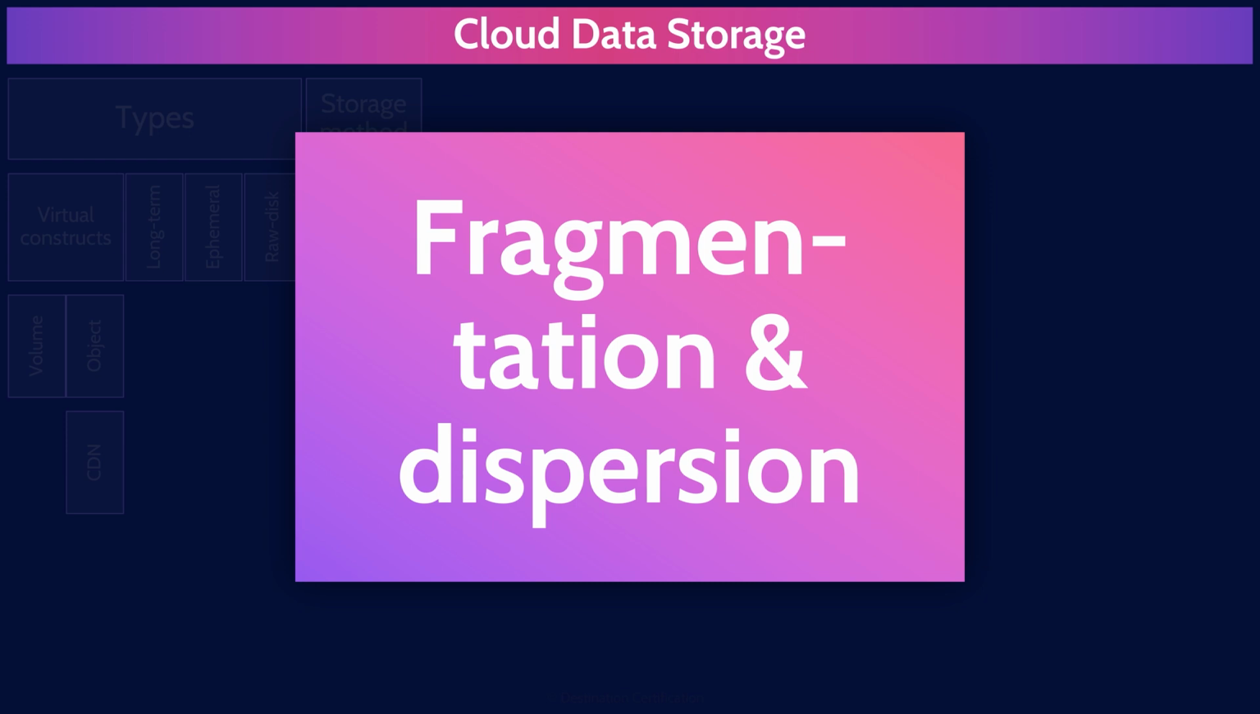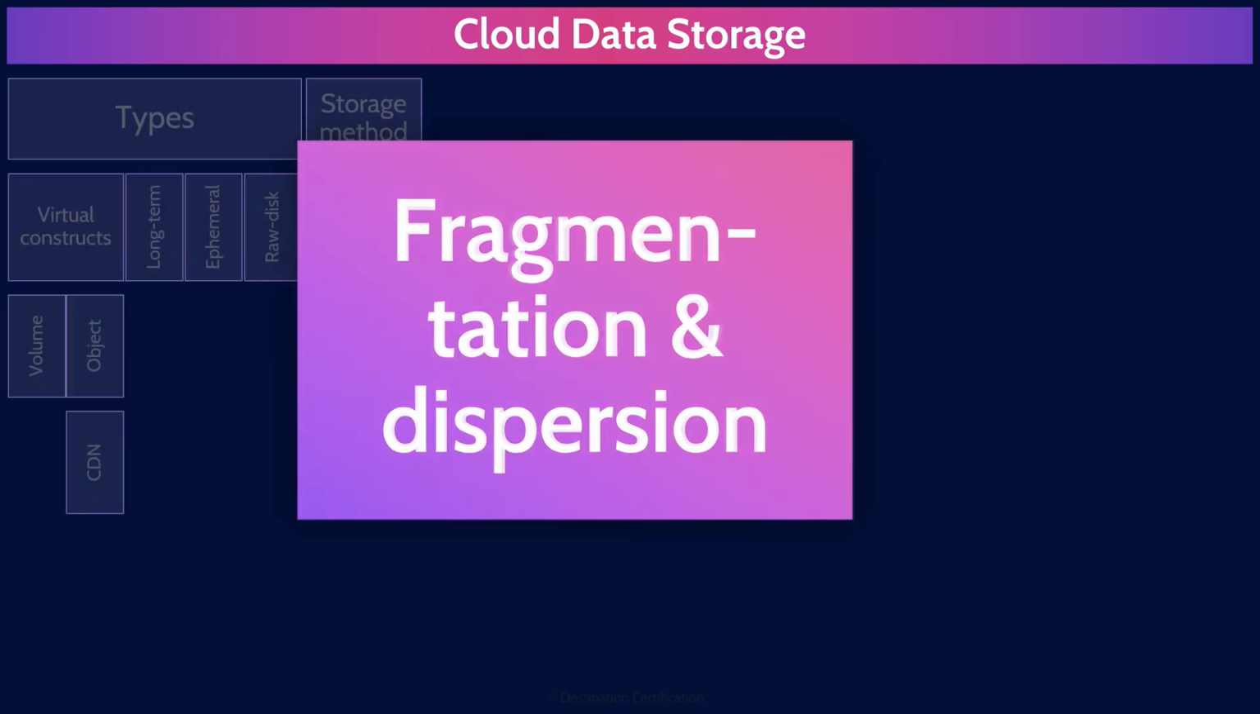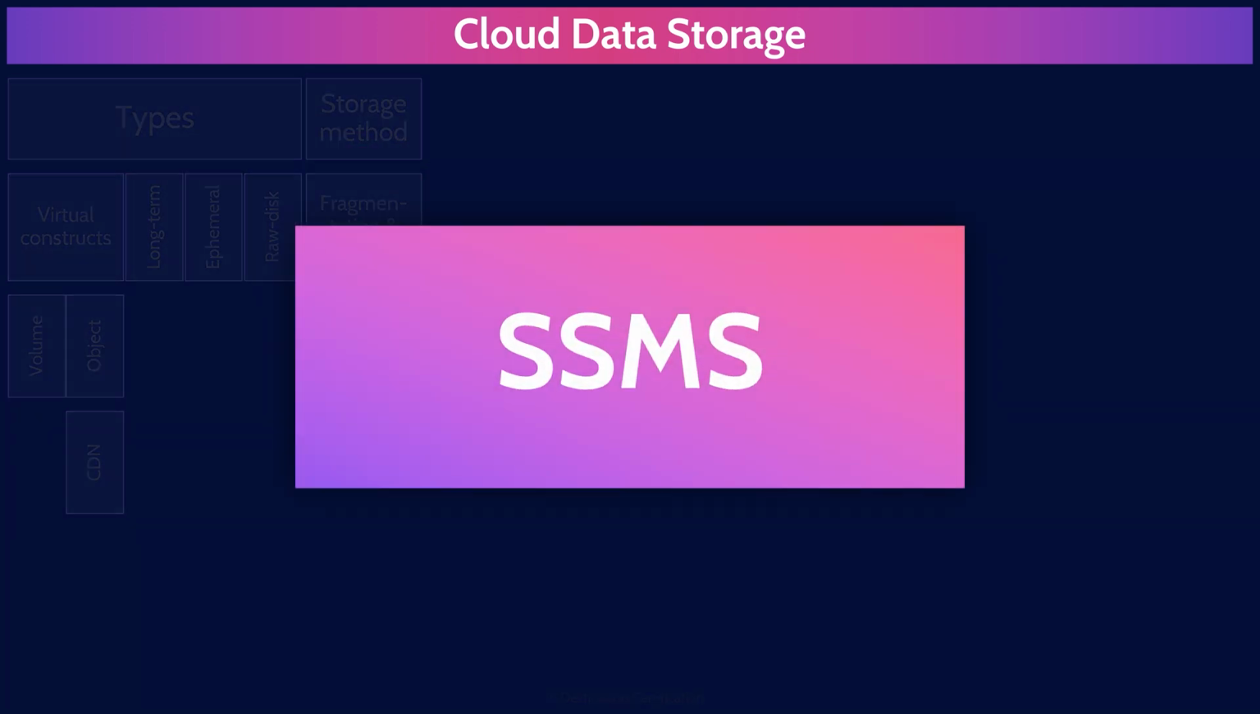The basic idea here is that when you save a file to the cloud, the cloud provider systems will fragment the file into a number of fragments and then disperse these fragments across multiple storage nodes. And this can provide greater speed and redundancy and so forth. There are two algorithms that you need to know about that can perform this fragmentation and dispersion.